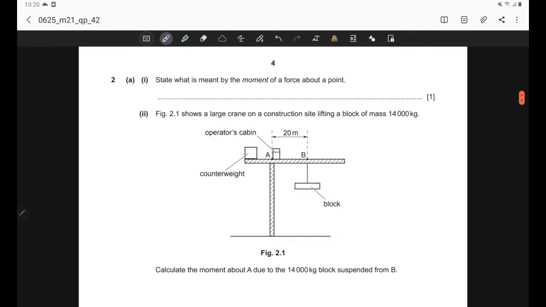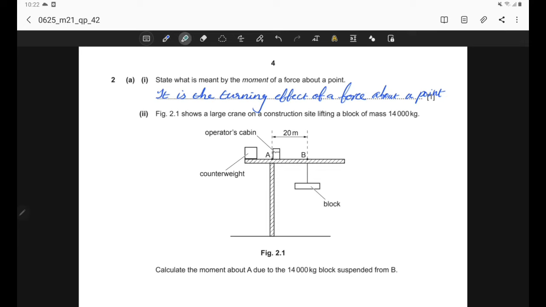Going to question 2, part A. State what is meant by the moment of a force about a point. Since it is a 1 mark question, we just need to write what moment is in one statement. So we can write: it is the turning effect of a force about a point or a pivot.